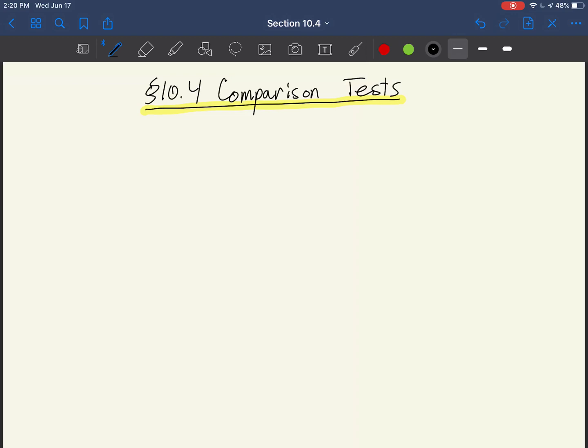Hello, today we will be doing section 10.4, comparison tests. So in the previous sections we were looking at when does a series converge and when does it diverge, and we have a few tests already. So we have the following tests.